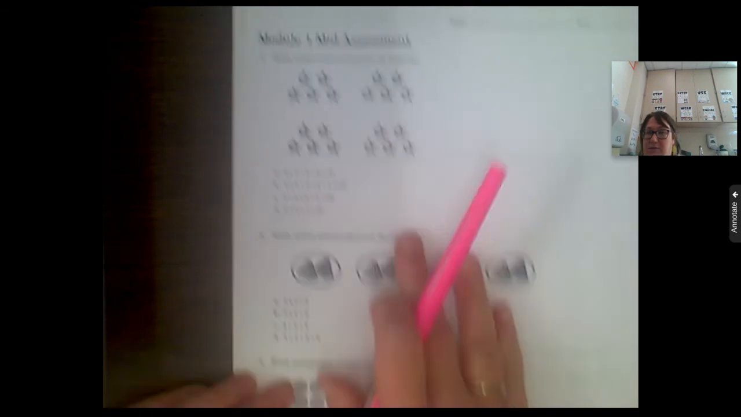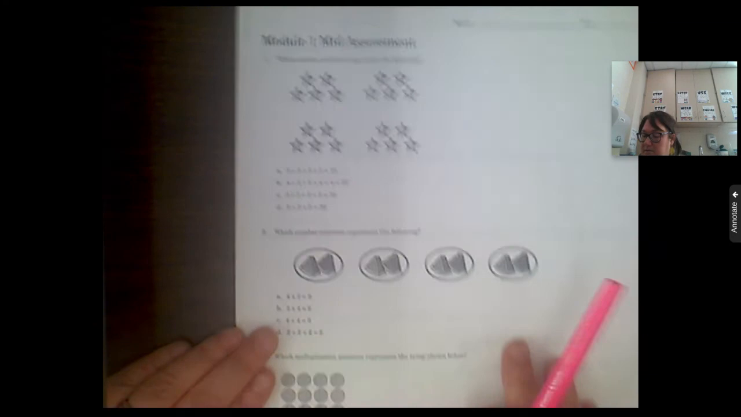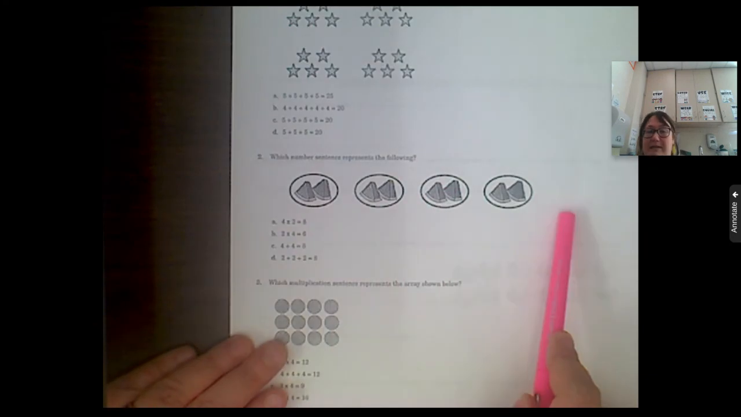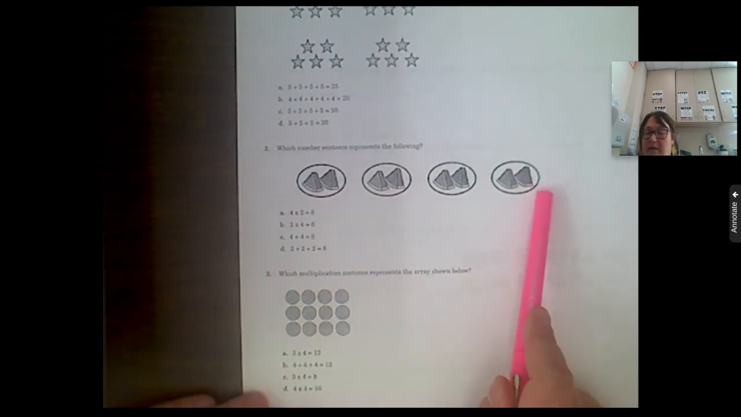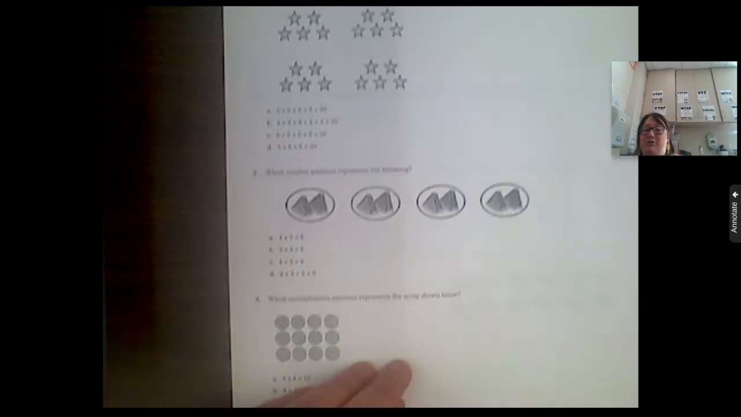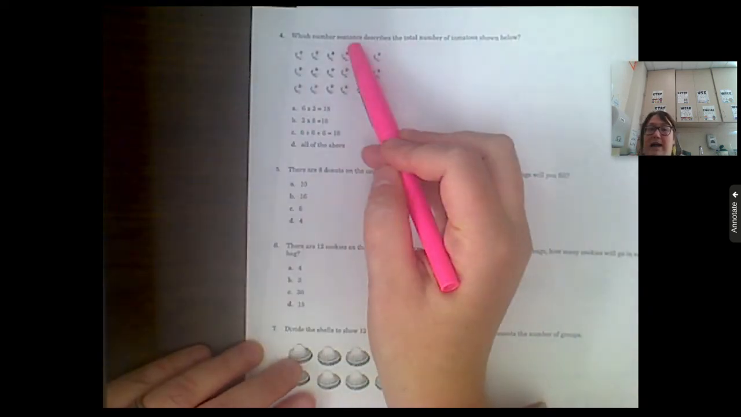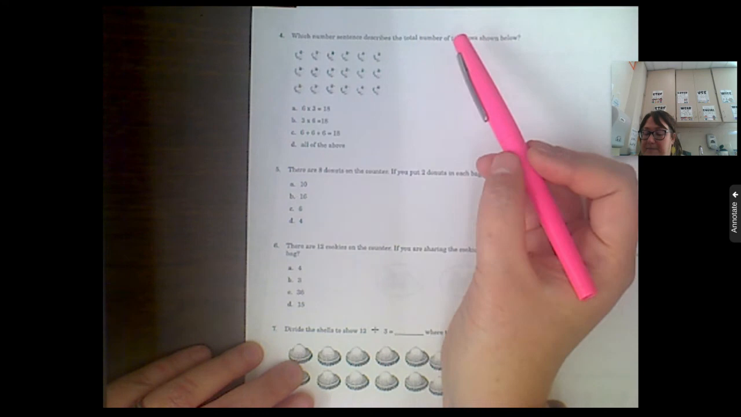Okay, this is your mid-module assessment that I'm looking at, boys and girls. Okay, label it. Number 2, label it. So right underneath how many are in each one. Number 3, label the side lengths of your array to help you figure out which one and make sure you're crossing out the ones that you know are not correct. Number 4, we have another array. Label your side lengths and put your times sign in the corner.